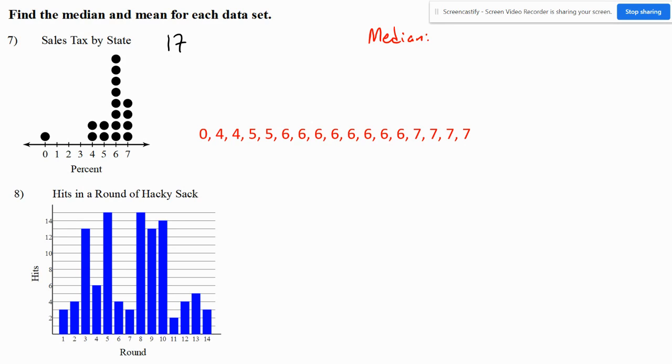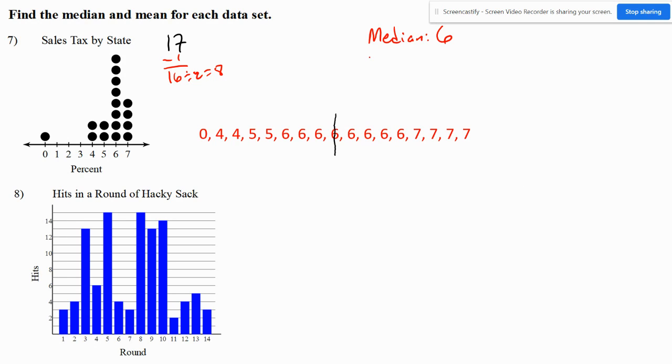I happen to have 17. 17 is not an even number. So I'm going to subtract the 1. 17 minus 1 is 16. 16 divided by 2 is 8. So I'm going to draw a line such that I have 8 numbers on each side of my line. I happen to go through number 6, so that's my median.